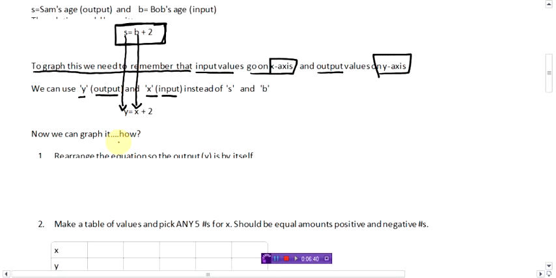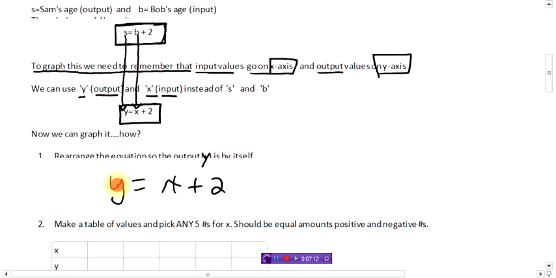Here are 4 steps to always know how to graph any relation. There's a relation there. How do we graph this relation or equation? First step is you need to rearrange the equation so that the output value, which is the y, is by itself. Now you have y equals x plus 2. Is the y by itself on one side of the equal sign? Yes, it already is. So step 1, we don't have to do any work.